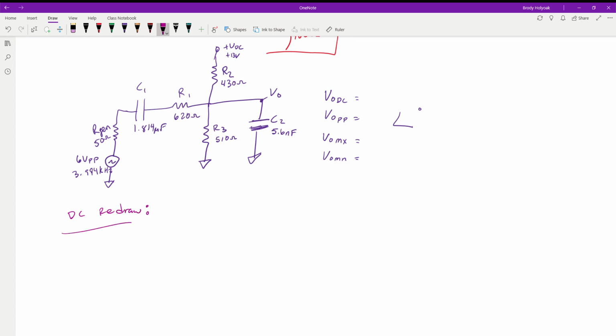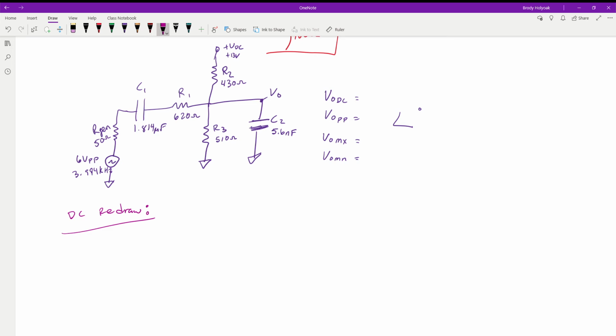Does not matter which one we do first. I just usually prefer getting my DC going because that gets my bias, especially in transistors, which you guys will learn next year. We start with the DC bias first. That tells us how the transistor is going to operate, how a circuit is going to operate, and then we start adding in alternating signals to it.